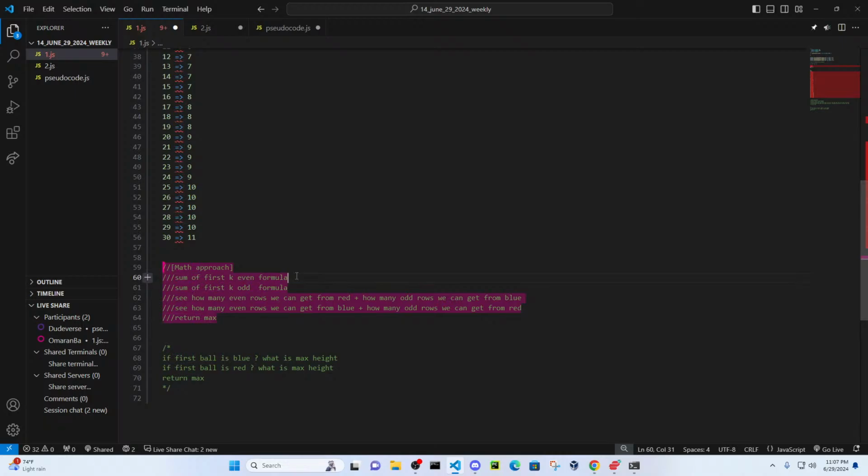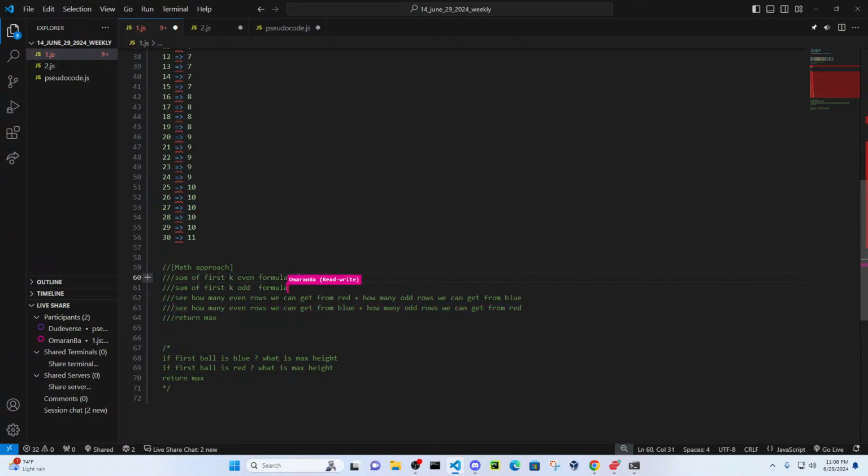I didn't build the solution, but as Joss mentioned, if you get this formula and reverse it, you see how many even rows we can get from the red and how many odd rows we can get from blue. Together they will form the triangle height. And you calculate how many even rows we can get from blue and how many odd rows we can get from red, and you calculate the height of this triangle, and you return the max of them.